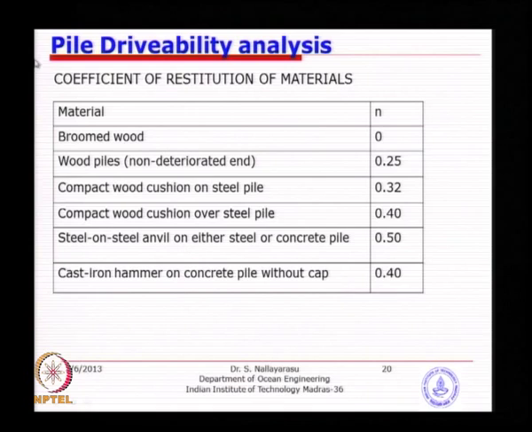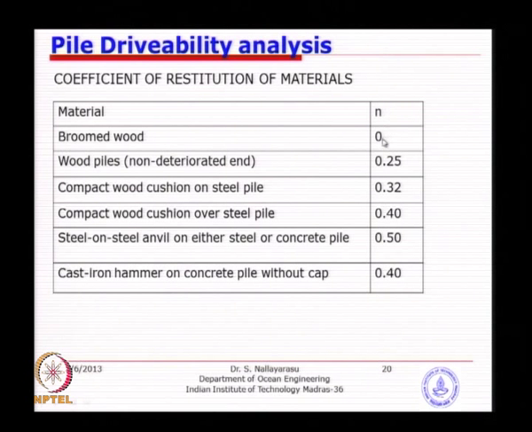The next table will give you the idea of the coefficient of restitution of different material interfaces. For broomed wood, like a soft material, it is almost 0, and the remainder is less than half.